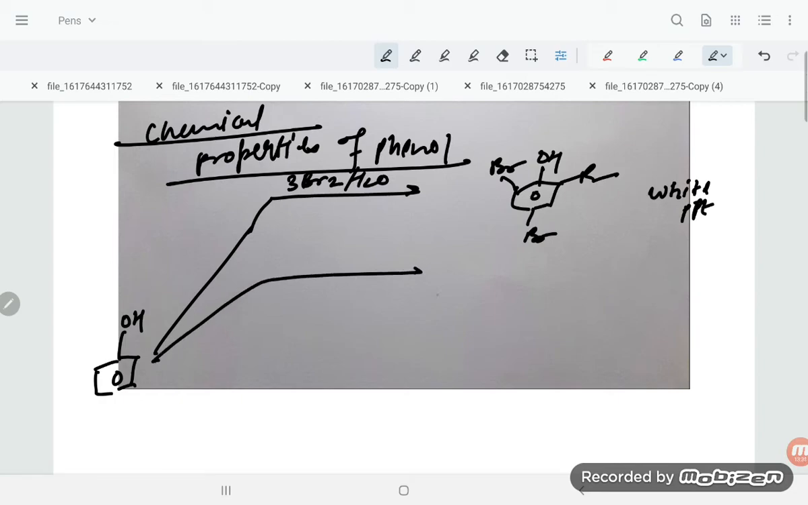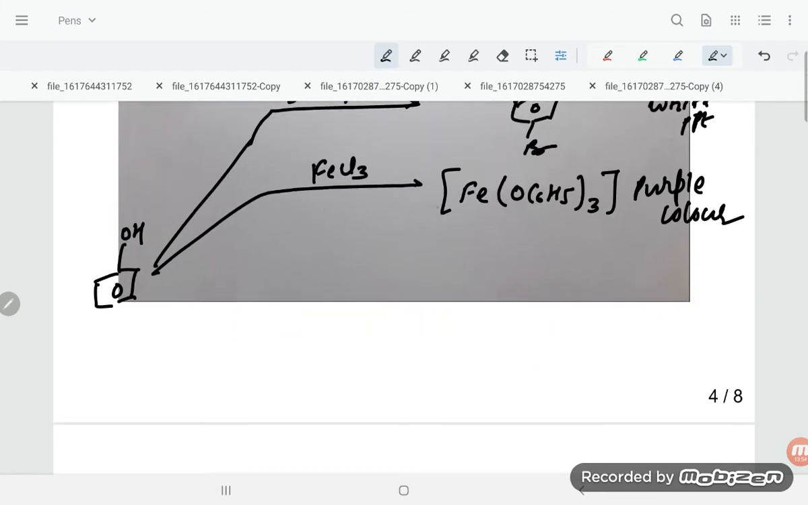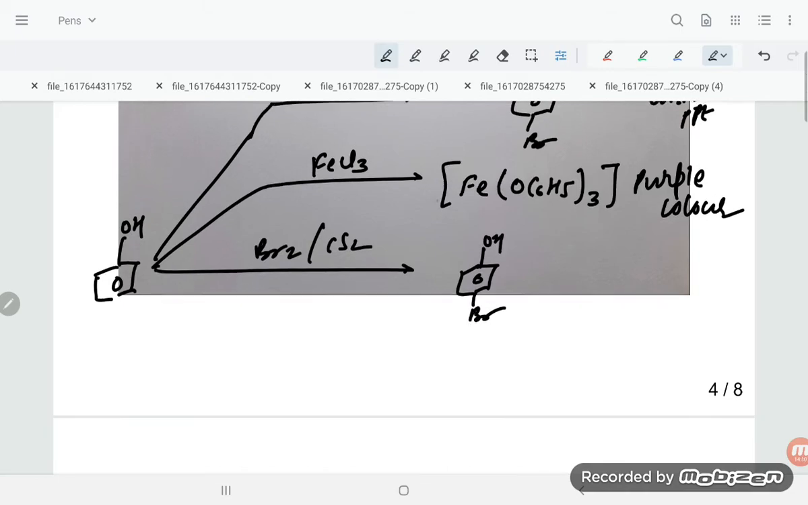If you are treating with FeCl3, you will get a purple colored complex, Fe(OC6H5)3, the three times. This is the purple color, right? Now the next one: if you are treating with Br2 in CS2 solution, you get the ortho and para products. OH is there, and here the Br will come, right?